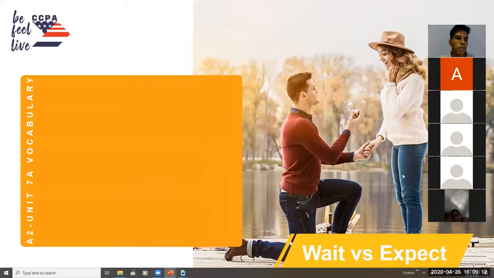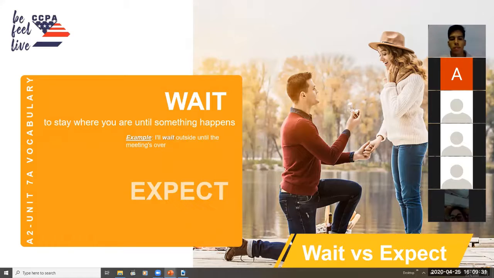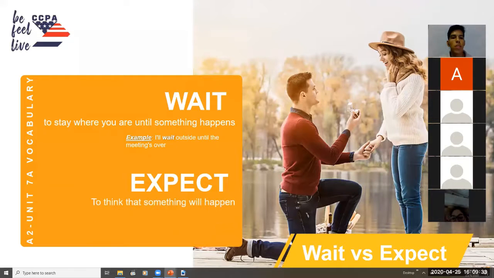Now we have wait versus expect. So what is the difference between wait and expect? Wait is to stay where you are until something happens. So you are there waiting. I'll wait outside until the meeting's over. And expect is to think that something will happen. Example, the company is expecting record sales this year.